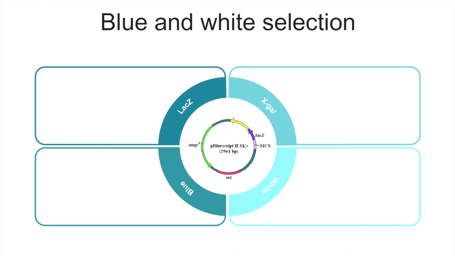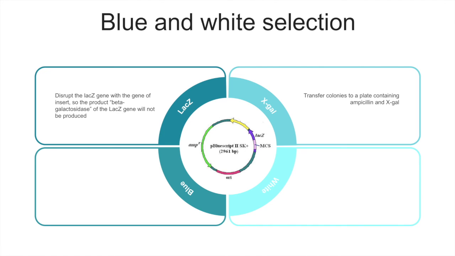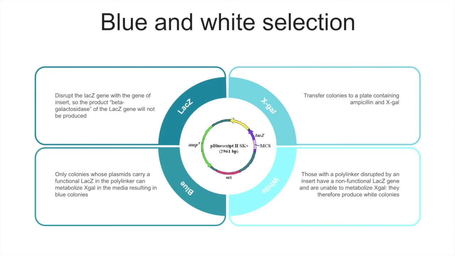Another method of selection is blue and white selection. This happens when we disturb the LacZ gene upon inserting our gene of interest. So the product, beta-galactosidase of the LacZ gene, will not be produced. We transfer the colonies to a plate containing ampicillin and X-gal, and only colonies whose plasmid carry a functional LacZ in the polylinker can metabolize the X-gal in the media, resulting in blue colonies, while those with a polylinker disrupted by an insert have a non-functional LacZ gene and are unable to metabolize the X-gal. Therefore, they produce white colonies.